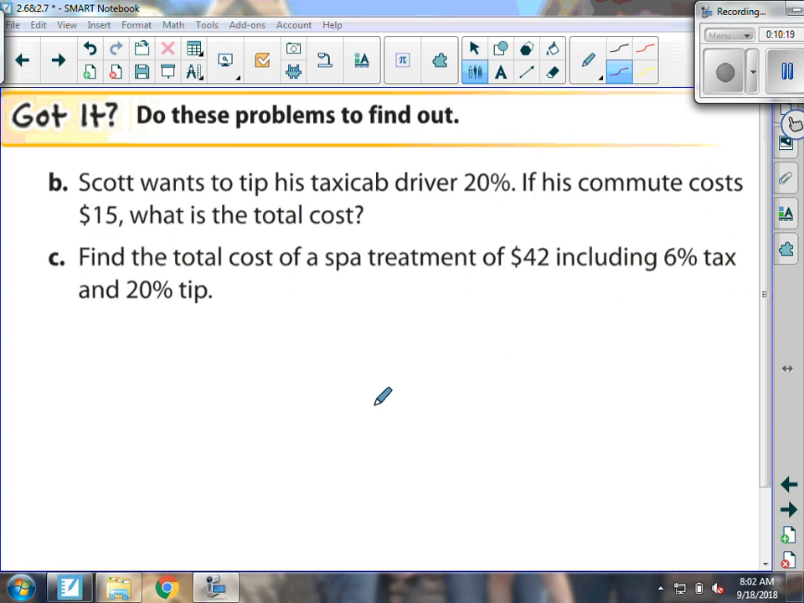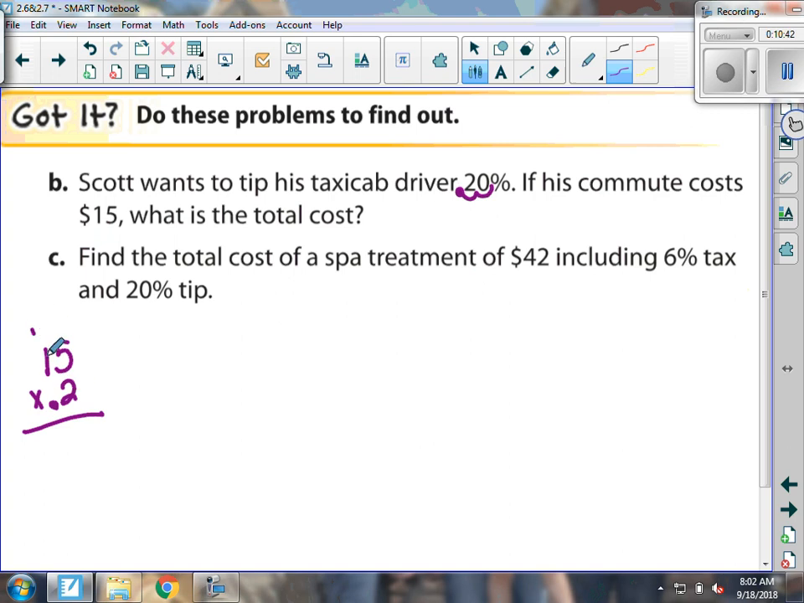Okay, I want you to check your answers. So we're finding 20% of 15, and then we have to add that back to 15. So 15, maybe do it over here. 15 times, what's 20% as a decimal? Move our decimal 2 places to the left. So you can put 0.20 or just 0.2. I'm just going to put 0.2.